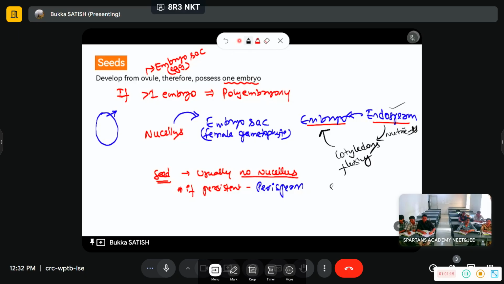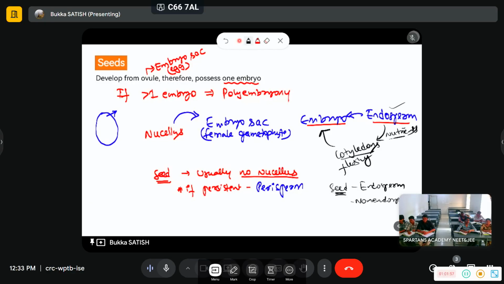So if you take the seed, either endosperm will be present. If endosperm is present, it is directly providing nutrition to the embryo. But when you take non-endospermic seeds, there is no endosperm, but it does not mean that endosperm is not produced in that plant. In every angiospermic plant, endosperm is produced. Triple fusion will be there, endosperm is produced. But in the non-endospermic seeds, these nutrients are migrated to cotyledons. Cotyledons will be providing nutrition to the embryo. That's the difference.